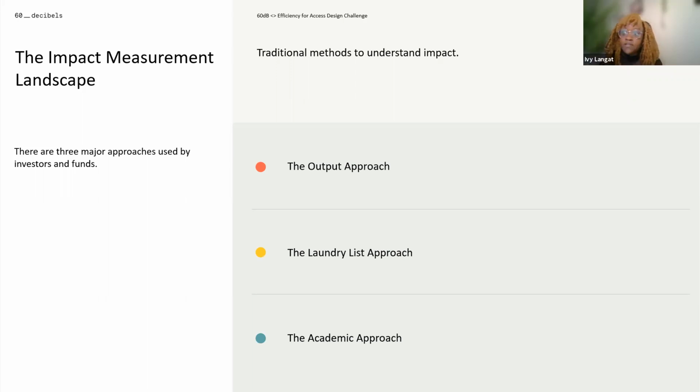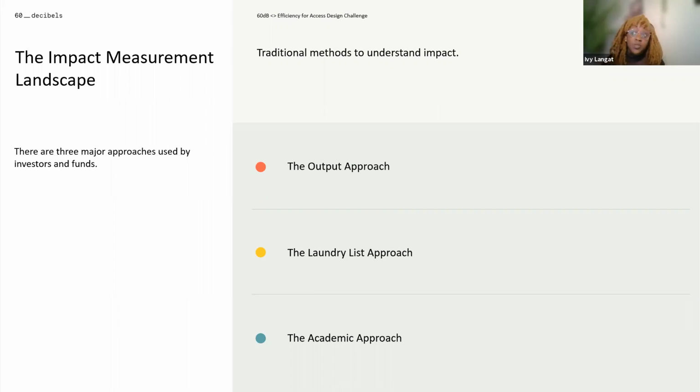Are they still using your product or service? So the pro of this approach is that it gives insight into the breadth of impact that a company or enterprise is having. But the con is that it doesn't tell you much about the depth of impact that is being experienced by end users. The second approach is the laundry list.